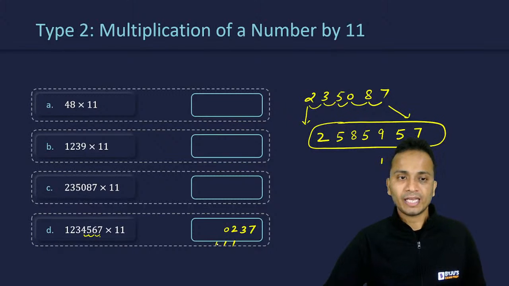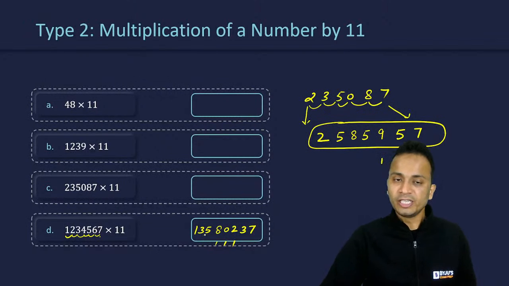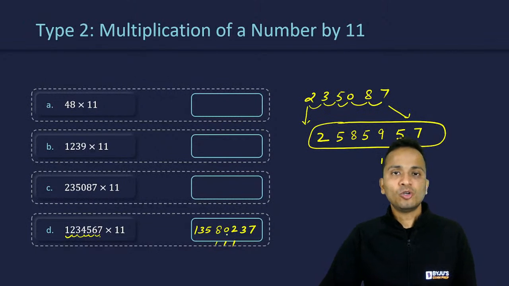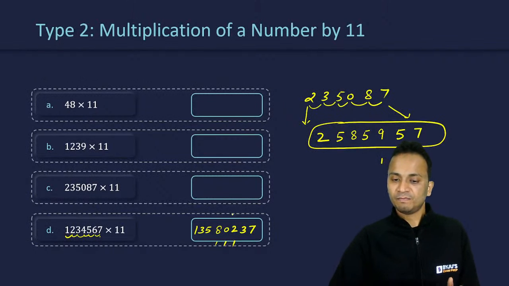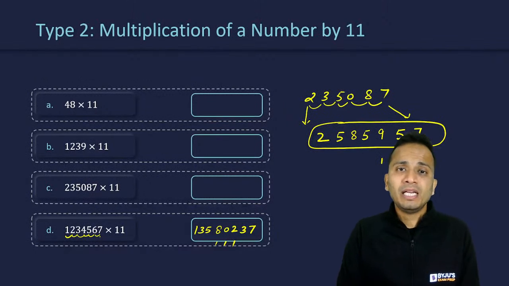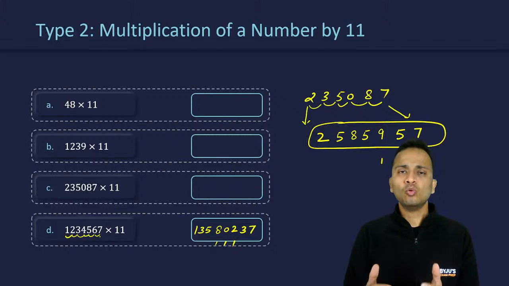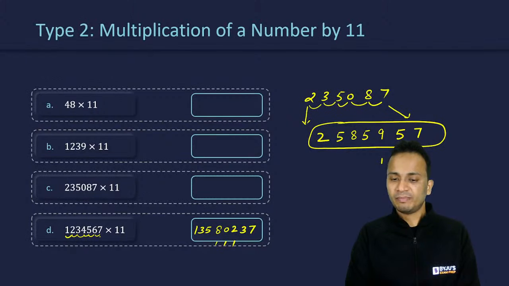0 written down. 1 carry forward. Then 3 plus 4 is 7. 7 plus 1 is 8. Then 2 plus 3 is 5. 1 plus 2 is 3. And finally the leftmost number 1. So 1, 3, 5, 8, 0, 2, 3, 7 will be the final answer. So we can write the answer in a single step. There is no need to write 2 or 3 different steps. You can write your answer exactly in a single step. Okay? Let's move ahead.